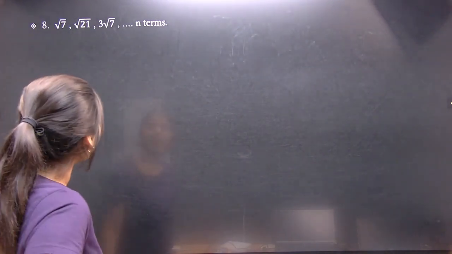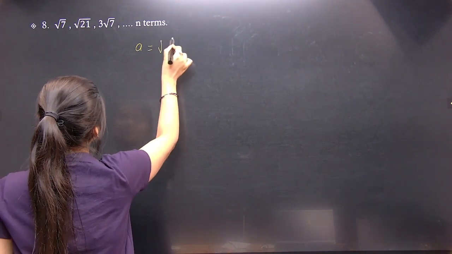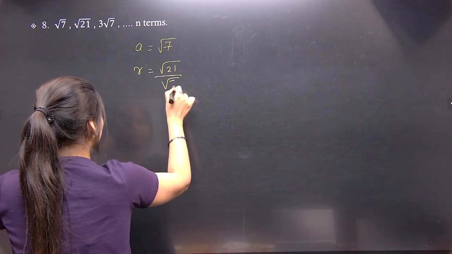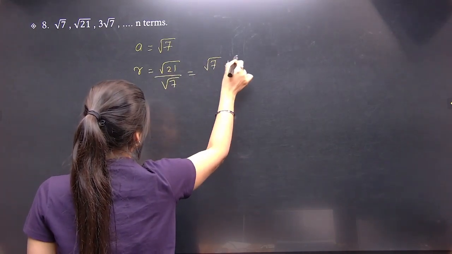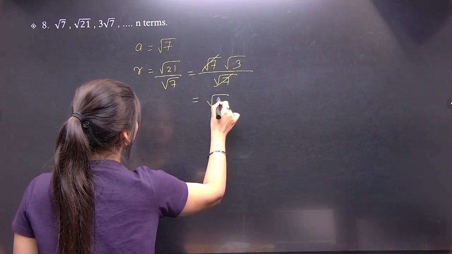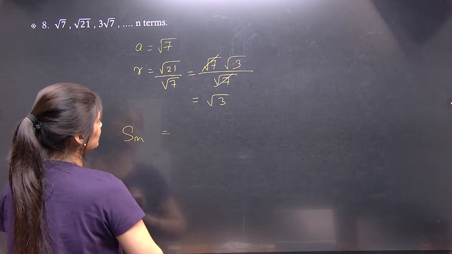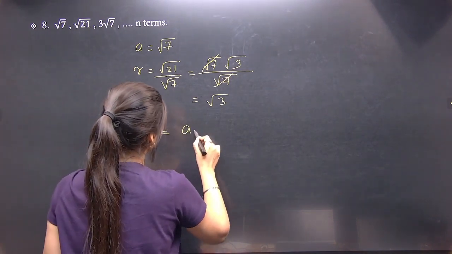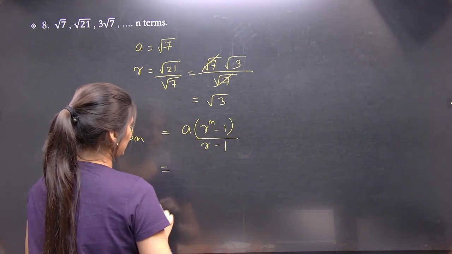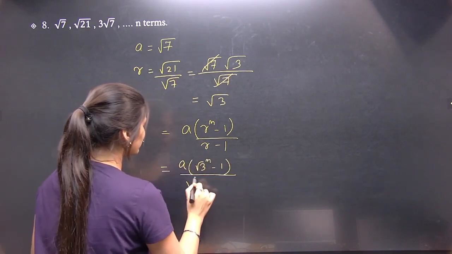Next is question number 8, and we have to find the sum till n terms. Here the first term a is root 7. The common ratio is root 21 by root 7. It is root 3 only, isn't it? Now what is Sn? The value of root 3 is positive, so we will apply a(r^n minus 1) by r minus 1. So it is a(root 3 to the power n minus 1) by root 3 minus 1.